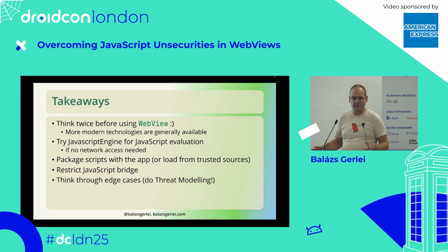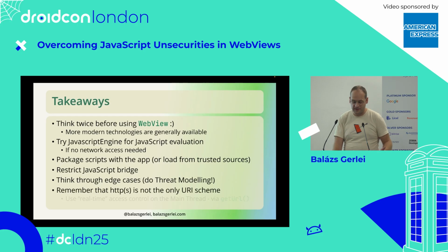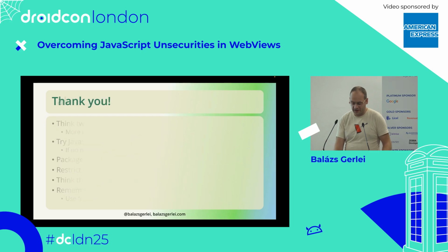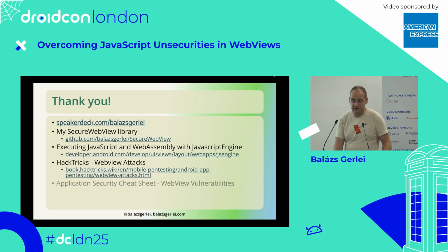Basically create a diagram of your application with the different trust levels, your native code being the most trusted and the code running in a WebView, for example, with less trust. And every trust crossing, you should investigate and see what kind of attacks may be possible and what kind of mitigations you have. Finally, remember that HTTPS is not the only URL scheme, and use real-time access control, directly calling the getUrl method of the WebView before sensitive operations.